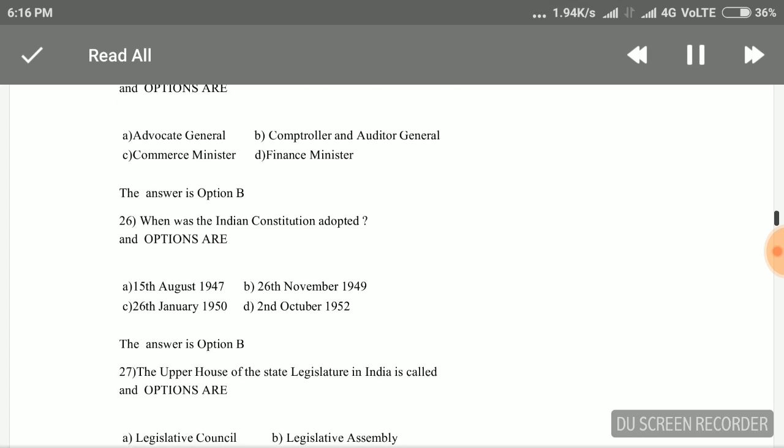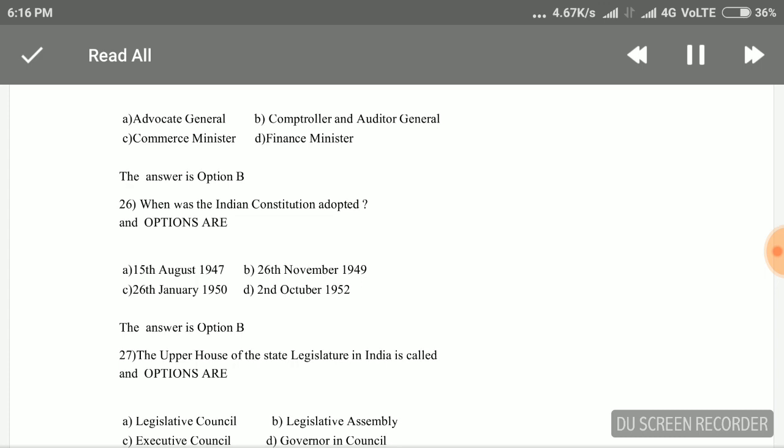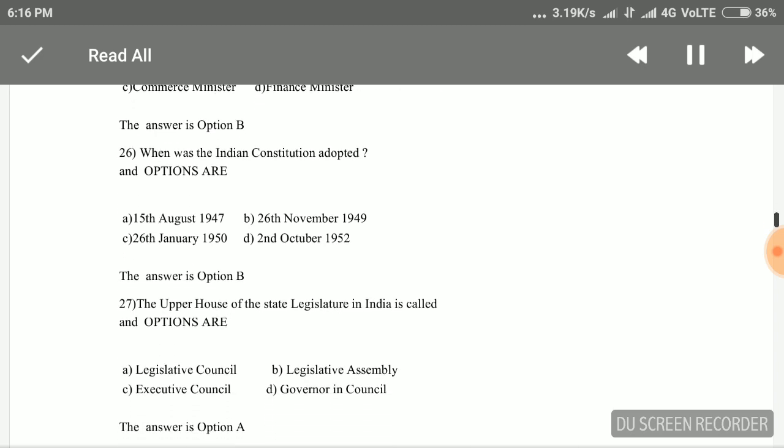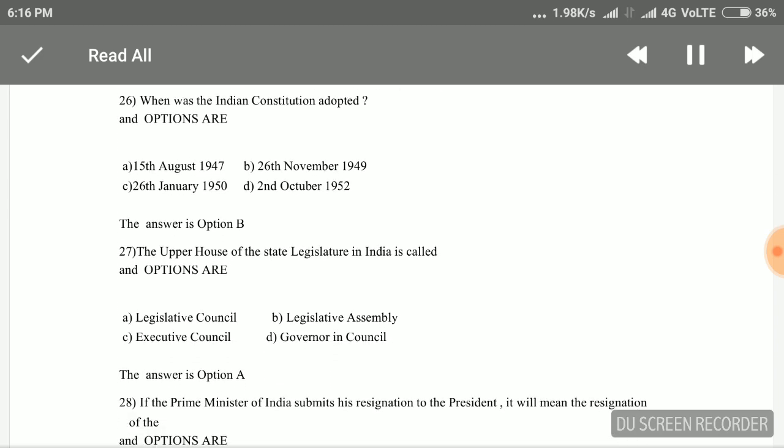27. The upper house of the state legislature in India is called. Options are A. Legislative Council. B. Legislative Assembly. C. Executive Council. D. Governor in Council. The answer is option A.